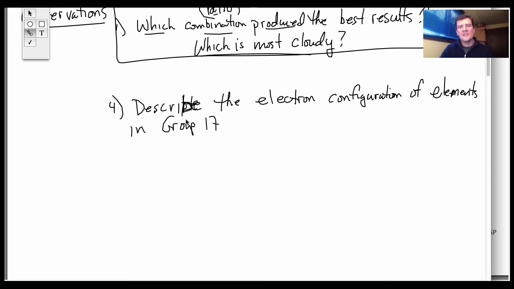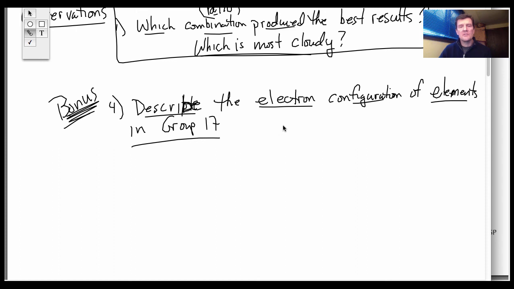This is like your bonus question here. Not that you're going to get extra points, but it's just taking you a little step further. It's an extension question. Describe the electron configuration of elements in group 17. What is it about their electron configuration that makes them behave in a similar manner? And really, you don't have to look at the entire electron configuration. Just look at the dot diagram, which shows the outer valence electrons.